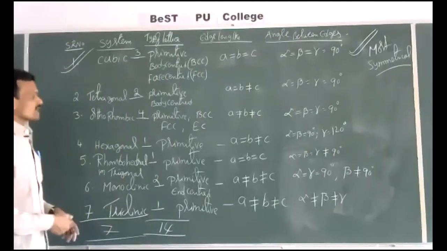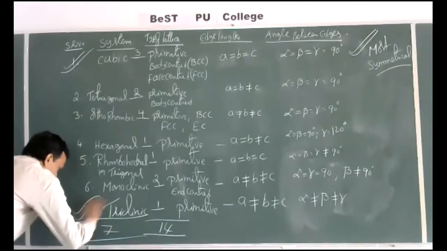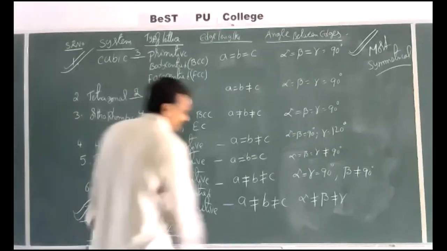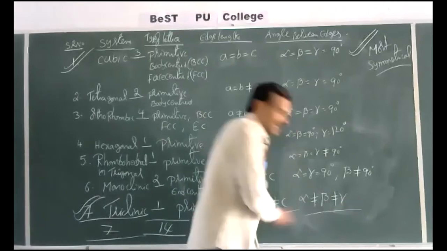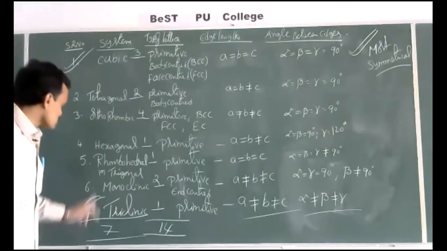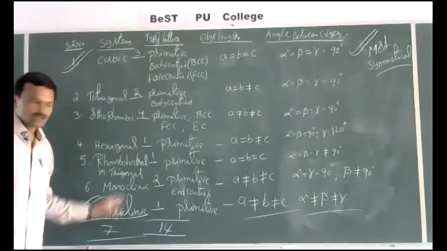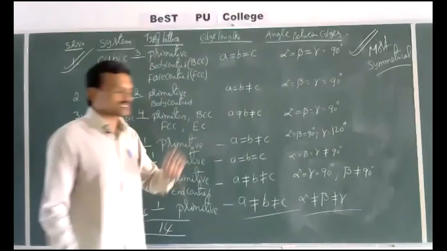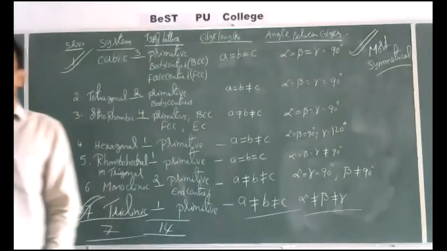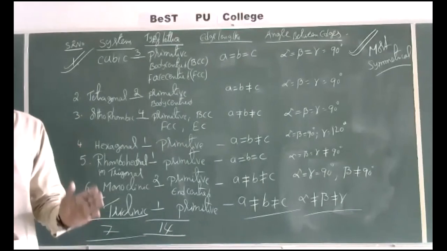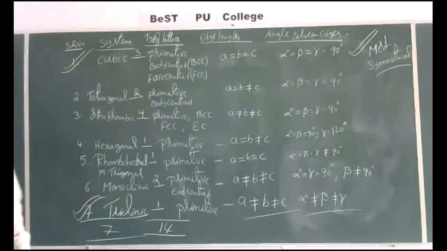Which is the most unsymmetric? Now come to the last one here. Triclinic. In triclinic, all edge lengths are different as well as all angles between the edges are also different. So this is the most unsymmetric system. Most symmetric system is cubic as well as most unsymmetric system is triclinic. So this is regarding types of crystal systems and types of crystal lattices. Okay.